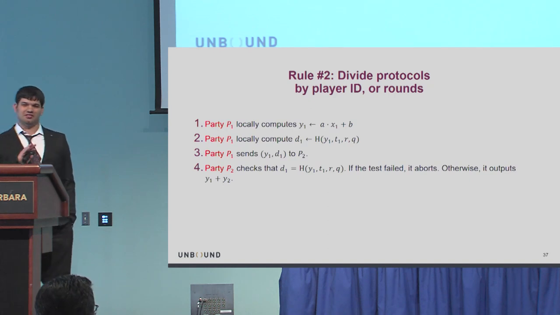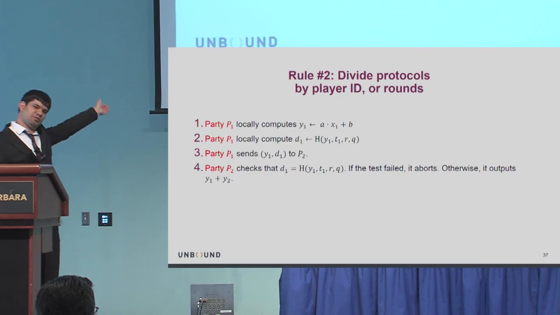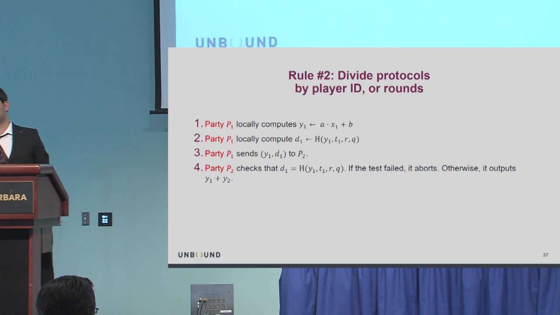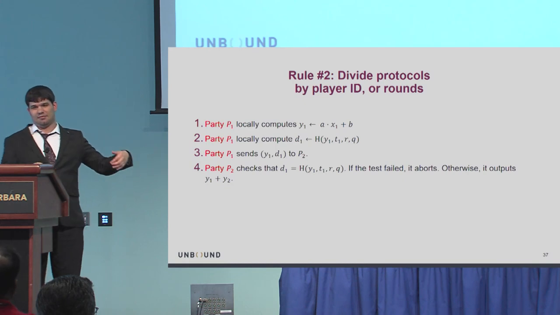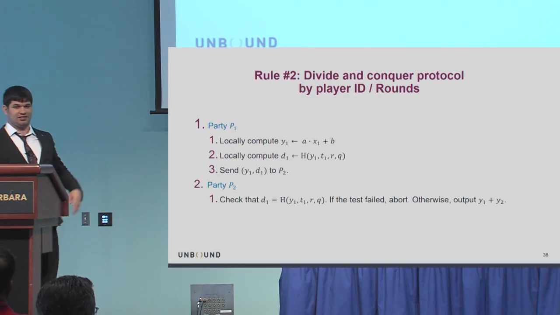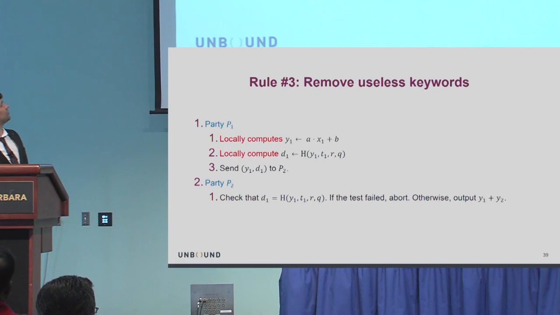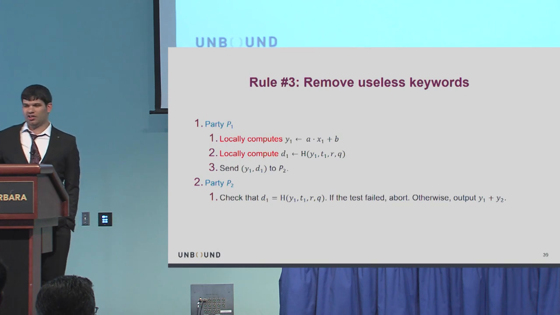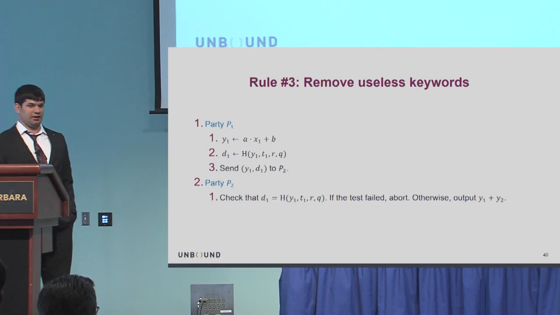Okay, this is a better one. Typically what we do is we write player P1 computes this, player 2 computes this, and what this does is it saves us lines in the protocol description, which if you compress into 12 pages makes sense, but now we have more pages so we can make it clearer. So how do we divide protocols by player ID or rounds? Well, we write it like this. This is much clearer, I think, with much less noise. And then you can ask, what's the next thing you can do? Well, now you can remove useless keywords. So "locally computes", if you know who's going to do the operation, is completely pointless. So then you end up with something compressed like this. Two more rules.